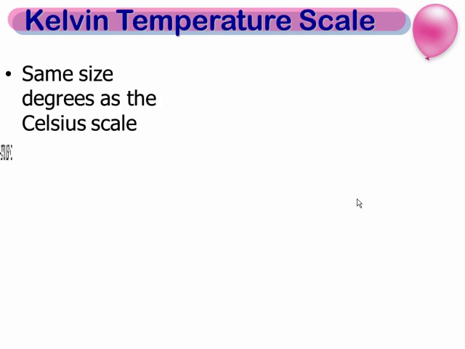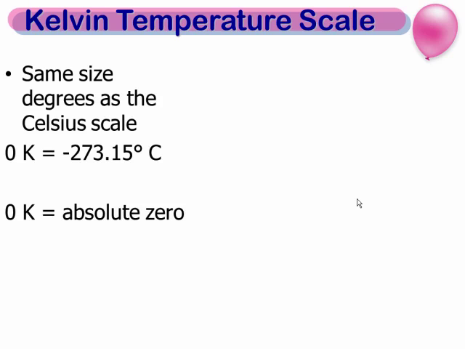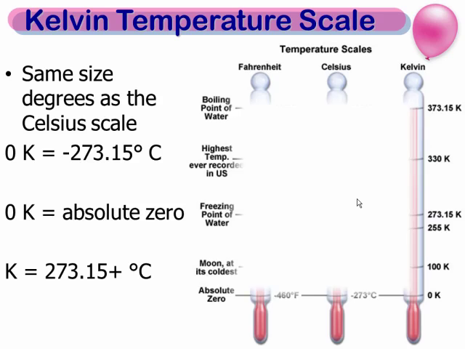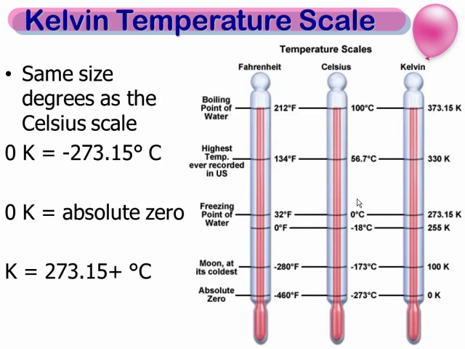Now, I mentioned that 0 Celsius and 0 Kelvin are not the same value. You can look at the temperature scales here and see Fahrenheit, Celsius, and Kelvin. You can see where the 0 Kelvin mark is: negative 273.15 degrees Celsius. And it's important to note that if you go up 1 degree on the Kelvin scale, you're also moving up 1 degree on the Celsius scale. And we've already mentioned that 0 Kelvin is known as absolute zero.